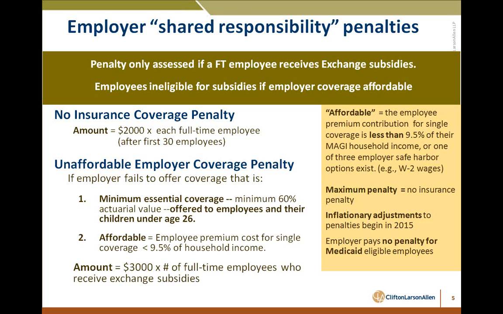What that really means is that the IRS has defined it through some safe harbors. How it was defined in the law was that the employee contribution would be less than 9.5% of household income. But now there are a few IRS safe harbors that say if the employee premium contribution for single coverage is less than 9.5% of their W-2 wages, then it's affordable. The reason that's important is because the penalty, again, is only on those who go to the exchange and get a subsidy, and the only way they can get the subsidy is if they don't have an offer of affordable coverage.